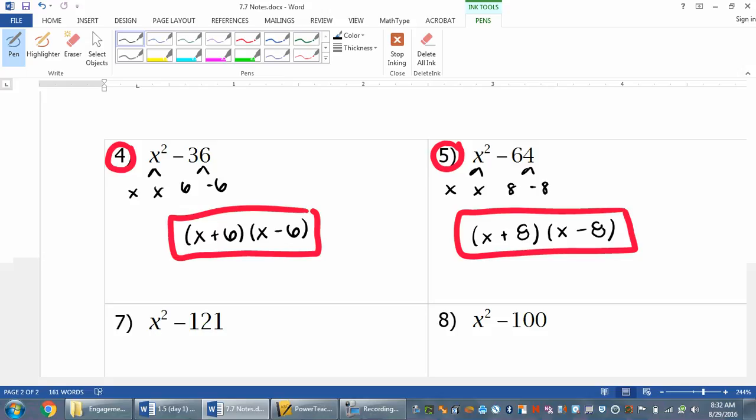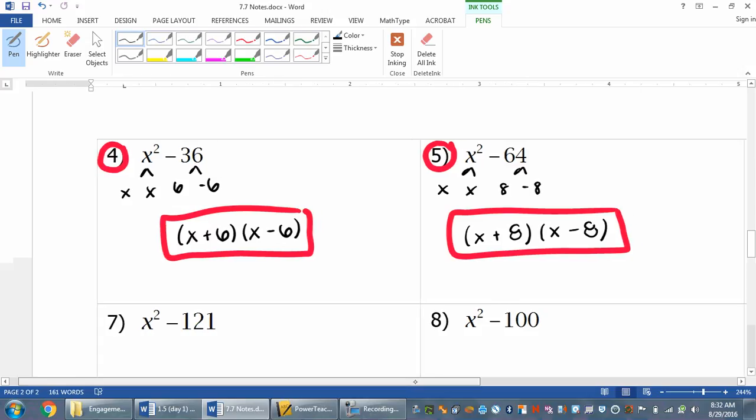All right, let's check to see if you got the correct answer. So 36 is a perfect square. I'm going to break it up as 6 and negative 6, since 6 squared is 36. So my factors are x plus 6, x minus 6. And for 5, again, 64 is a perfect square. It's 8 times 8 is 64. So I'm going to break it up as x plus 8, x minus 8.